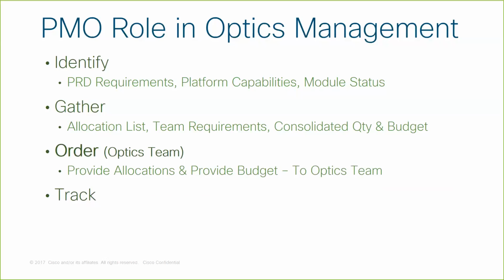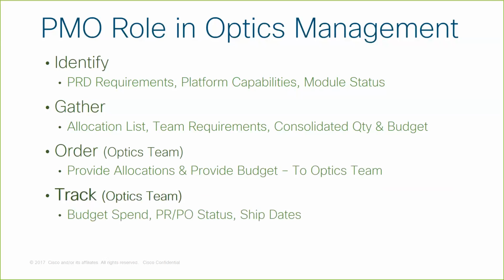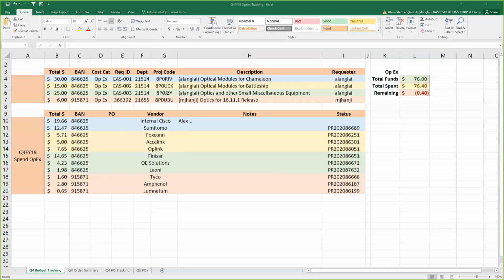The optics team keeps and maintains a quarterly document to manage the following: the budget spend for the quarter, the PR and PO status to each vendor, the expected ship dates for the modules that were ordered, and the allocation status for each module. Here's an example of one of our tracking documents, in this case Q4 FY18.